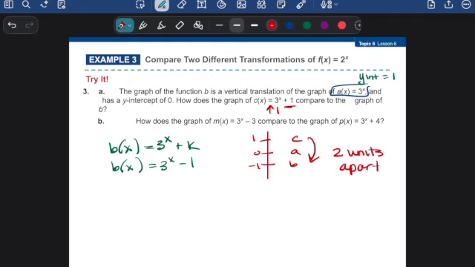Part B, how does the graph for M compare to P? So what's the difference? I've gone down 3 from a parent function, and then I went up 4. So let's look again at our vertical number line. If we're going to call 0 our parent function, there are no vertical translations. So here's our parent function. M is 3 units down, and P is 4 units up. What's the difference between M and P? The difference is going to be 7, or -7.